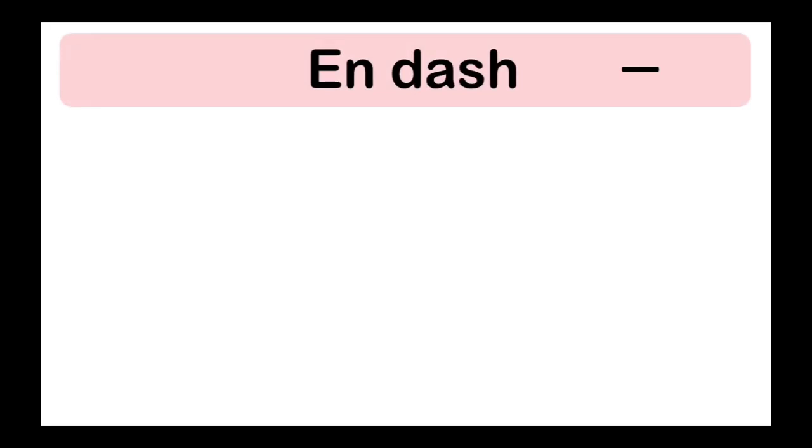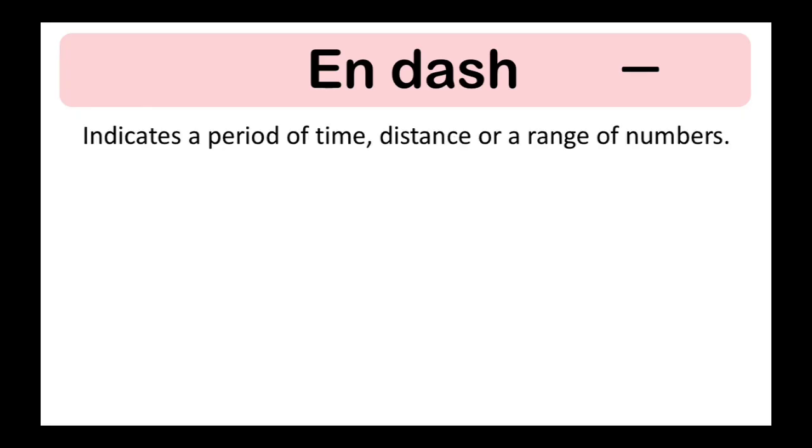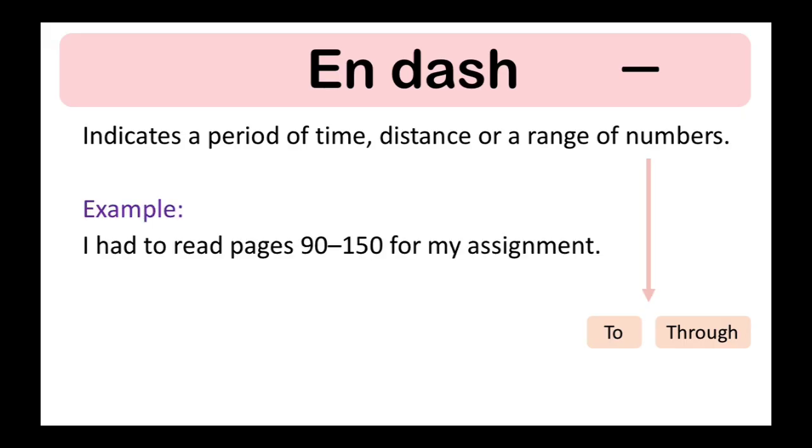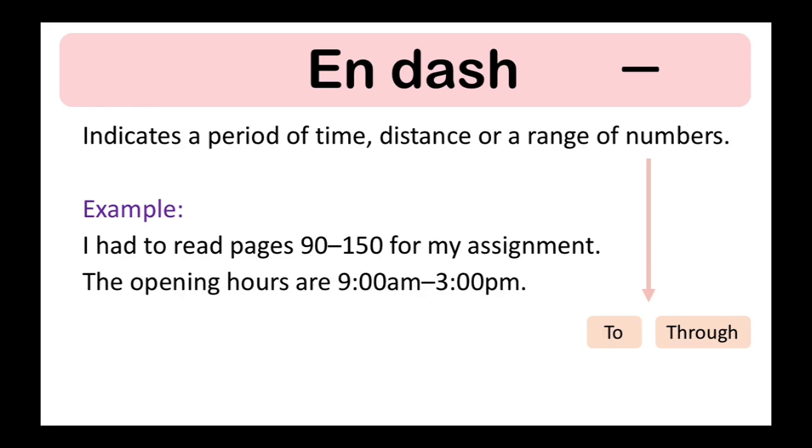En dash. The en dash is slightly longer in length than the hyphen and shorter than the em dash. This dash indicates a period of time, distance, or a range of numbers. Think of it as to or through. For example, I had to read pages 90–150 for my assignment. The opening hours are 9 a.m.–3 p.m. She travelled from America–Europe.